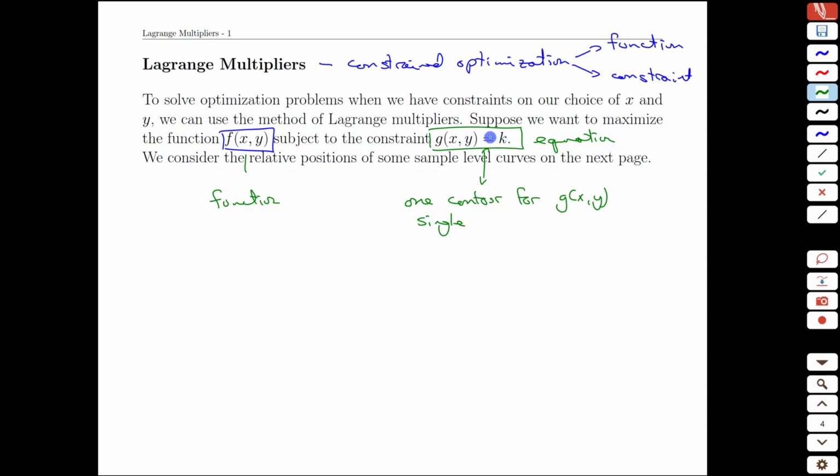We're going to look at a geometric view, looking at a contour diagram of this idea as a constraint, combined with the contours on the function itself, and see how they relate. We'll see that on the next page.